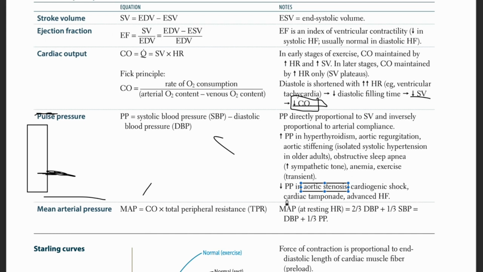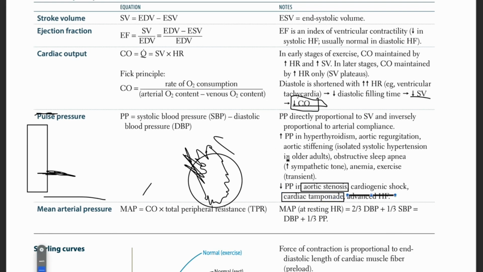Cardiac tamponade, that's when the pericardial space has fluid, so it's pushing pressure into the epicardium and then the myocardium, right? So that's what that is. It increases the diastolic volume, I guess, and lowers the systolic blood pressure. Sorry, not volume. And then you have advanced heart failure. We already discussed that. So that takes care of the pulse pressure.